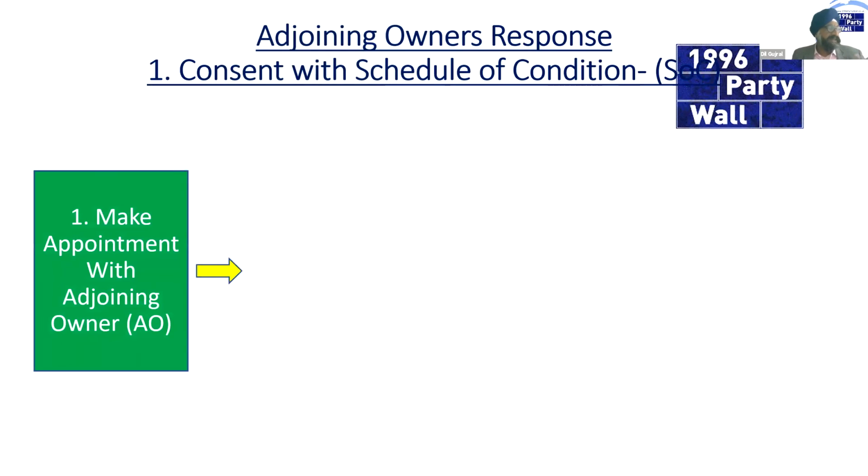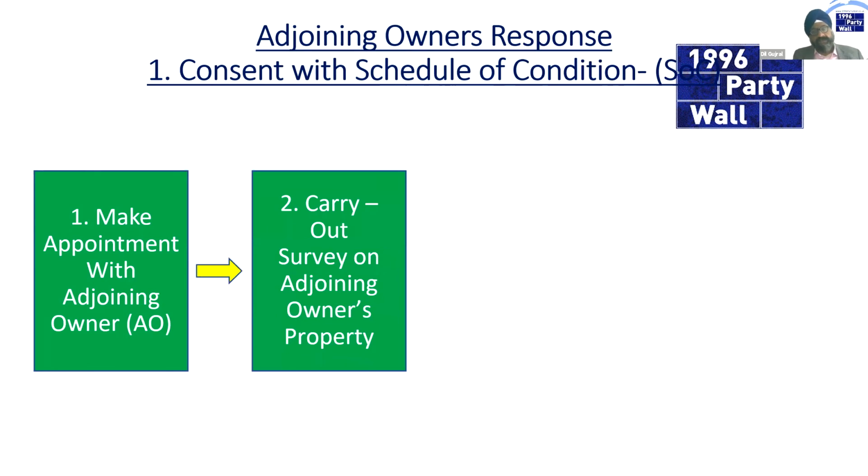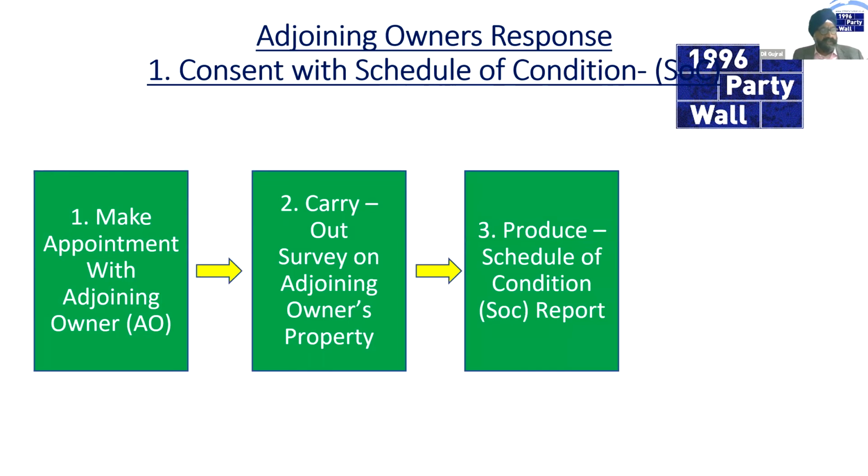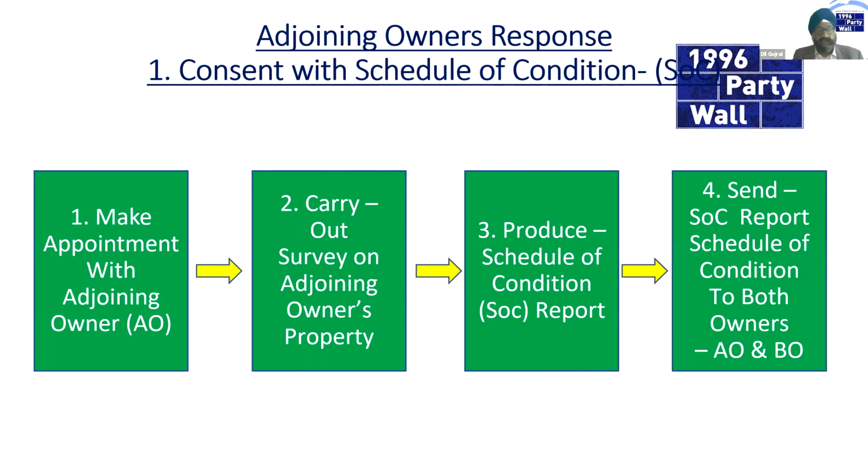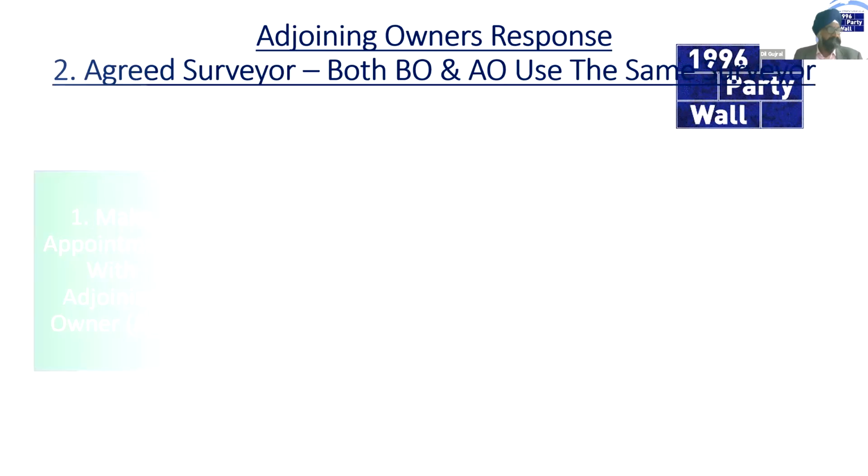So with the schedule of condition, what will happen is we'll make an appointment with the adjoining owner. We'll carry out a survey, largely photographic. We'll create a report with it, and we'll serve the report to both sides. And because of GDPR, the photographs are kept on file.